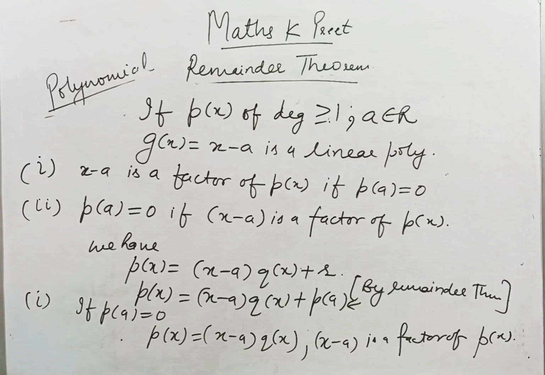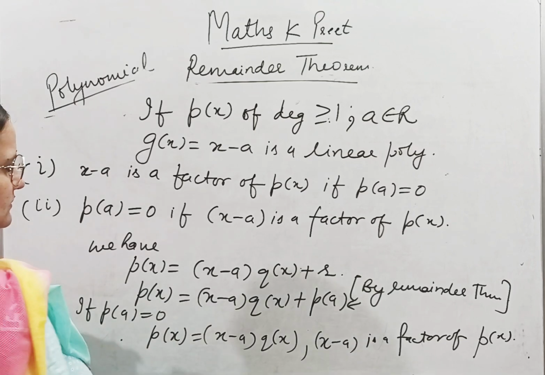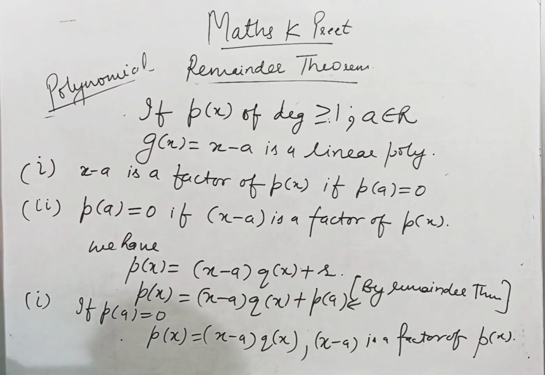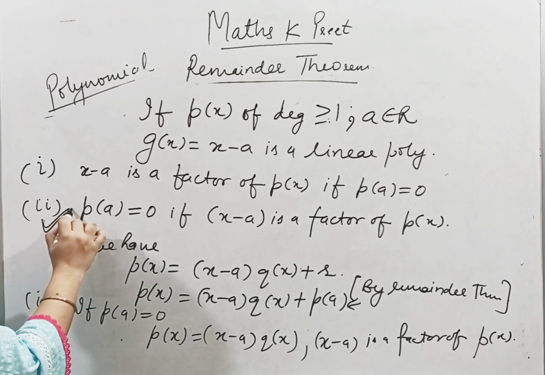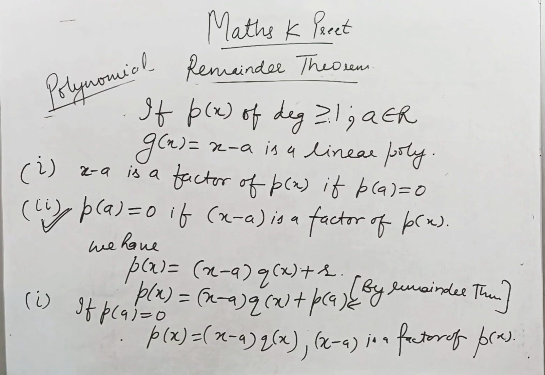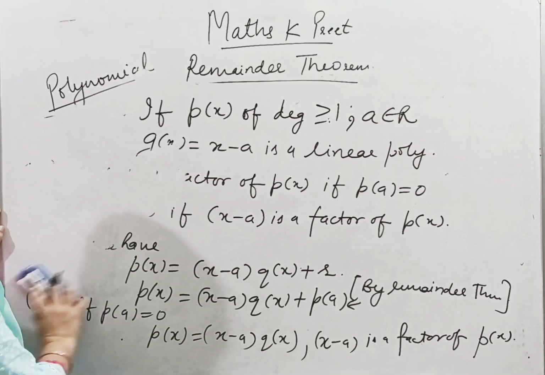This is the definition of factor, exact divisor. So second is, if x minus a is a factor of p of x, then p of a is equal to 0. I am leaving this part for you, it's very easy. You can prove this and complete the theorem. Let's check a question related to this theorem.